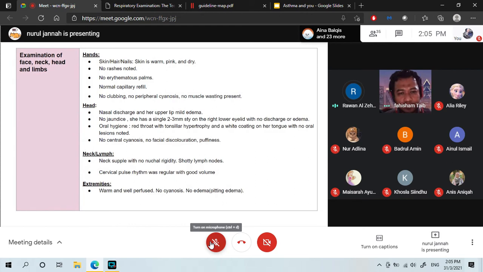Oral hygiene is clean, with moist, healthy and white teeth, no oral ulcers, no central cyanosis, no facial discoloration, no puffiness. Neck: no stiffness or rigidity, no lymph node was palpable. Carotid pulse regular rhythm with good volume. Extremities warm and well perfused, no cyanosis, no edema, no pitting edema. For next slide.